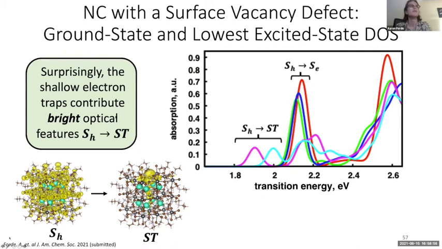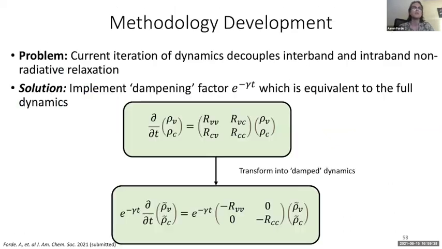And this is interesting because generally you'd expect that trap states wouldn't contribute bright optical features. And so to further investigate whether there is the possibility of bright surface state photoluminescence, we implement the excited state dynamics. And I will briefly mention that there was a methodology development for the dynamics shown in this paper.